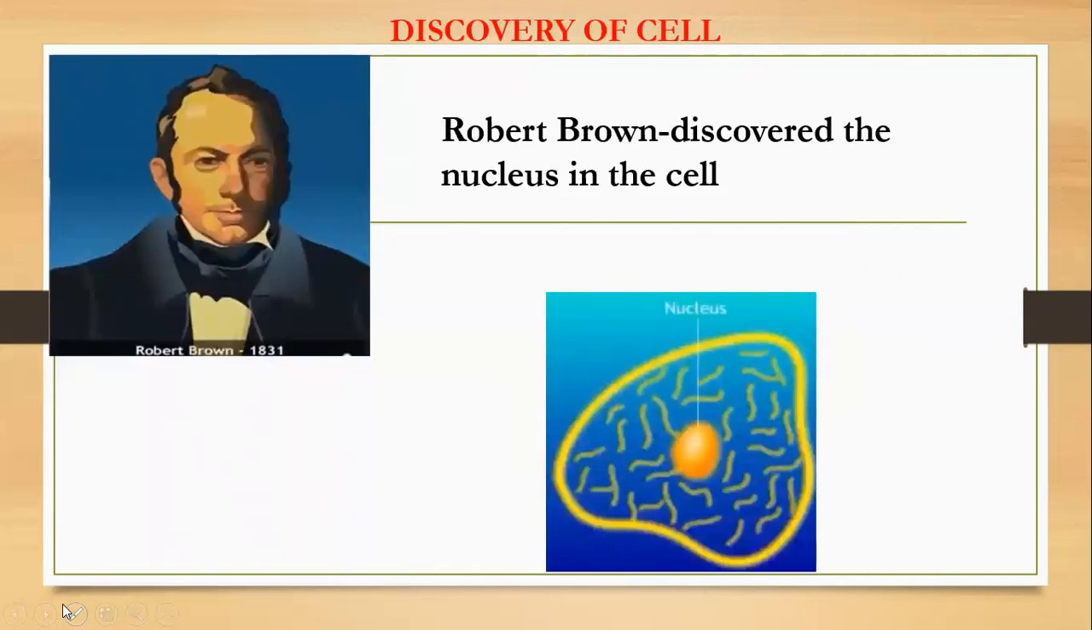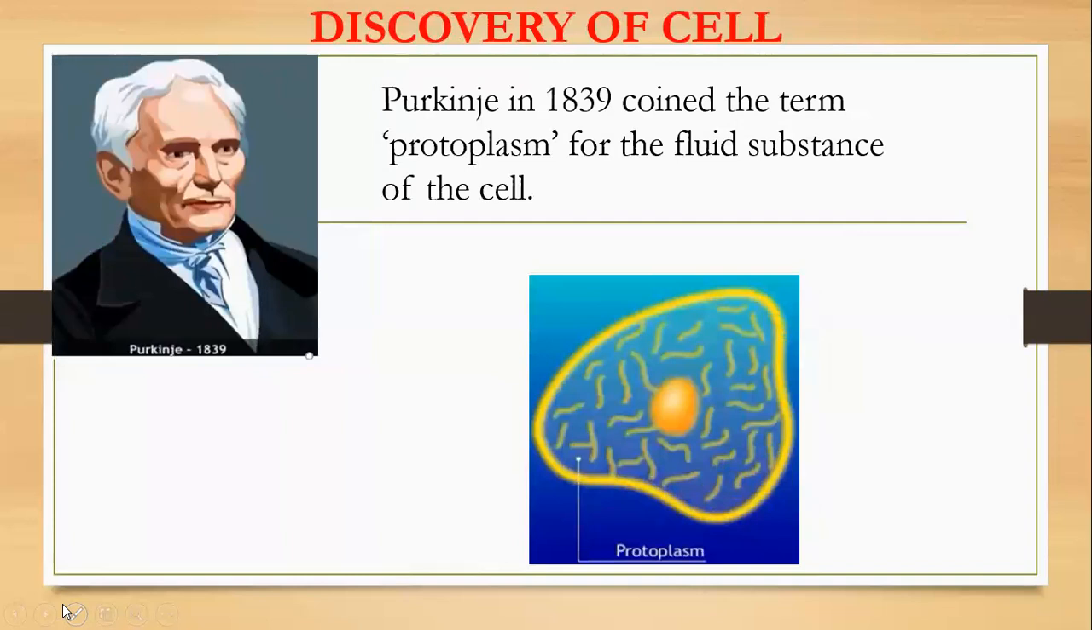Robert Brown discovered the nucleus in the cell. He was a Scottish botanist. He discovered and named the nucleus in plant cells. Who discovered the nucleus? Robert Brown in 1831. Purkinje in 1839 coined the term protoplasm for the fluid substance of the cell. What is protoplasm? It is the entire content of the living cell. It includes cytoplasm and a nucleus.